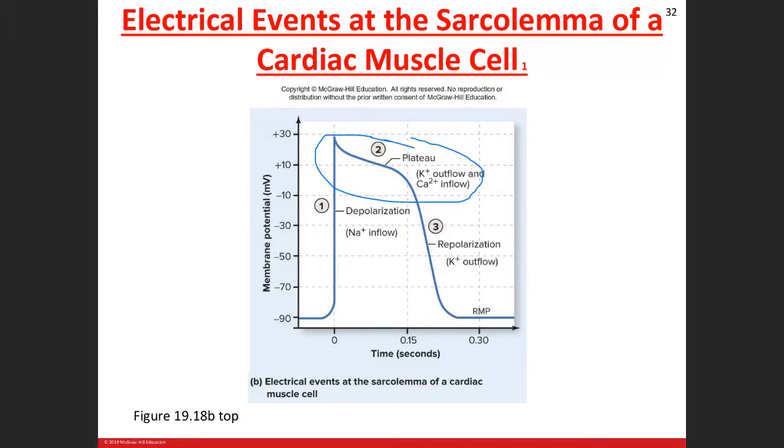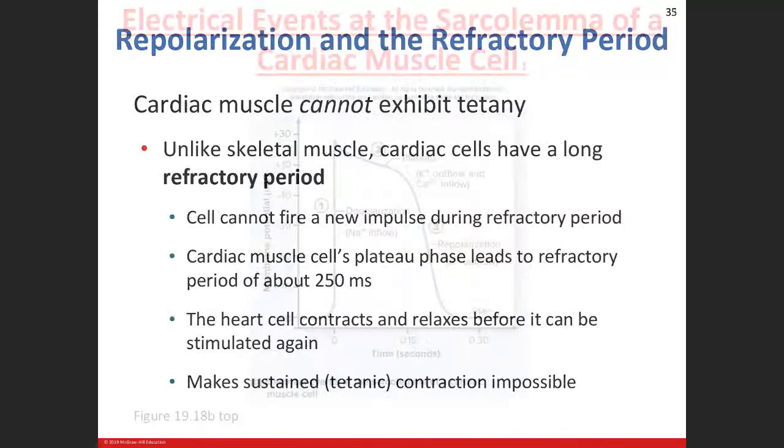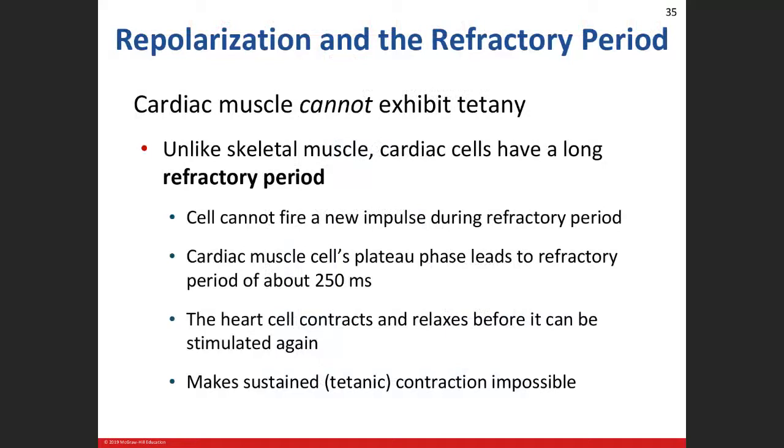So now we never have to worry about the heart going into tetany. Well, that's one less worry that we have. We won't have the heart have that sustained contraction there. Okay, so that allows us the lub-dub, the contraction and relaxation. Contraction is systole, relaxation is diastole. So we get that contraction followed by relaxation. And then when it gets stimulated again, contraction, relaxation.